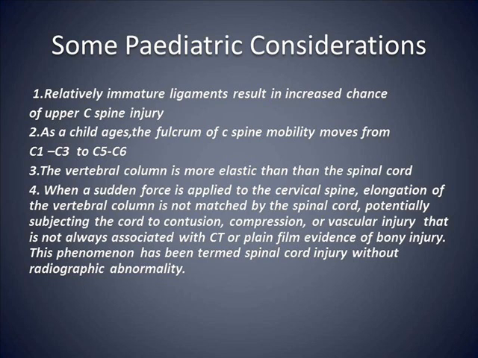Just some interesting pediatric considerations. The ligaments are relatively immature at this age and result in an increased chance of upper C-spine injury. As a child ages, the fulcrum of spine mobility moves from C1-3 down to the C5-6 area. The vertebral column is more elastic than the spinal cord itself, and when a sudden force is applied to the cervical spine, elongation of the vertebral column is not matched by the spinal cord, and this can result in cord contusion, compression or vascular injury.